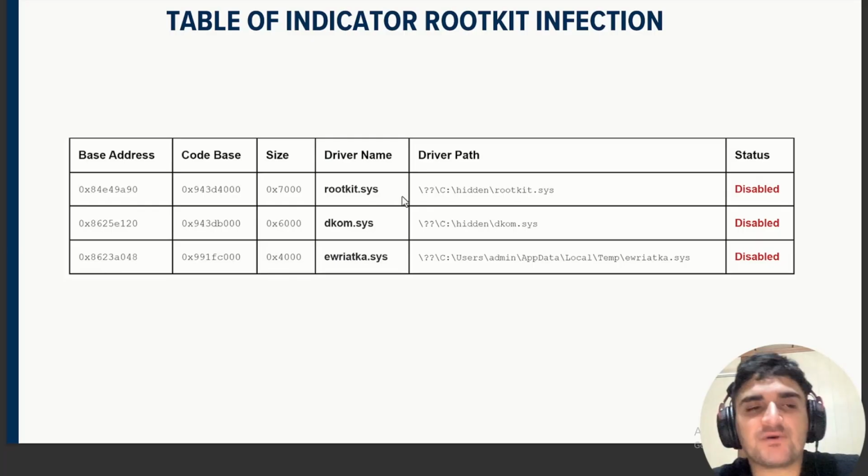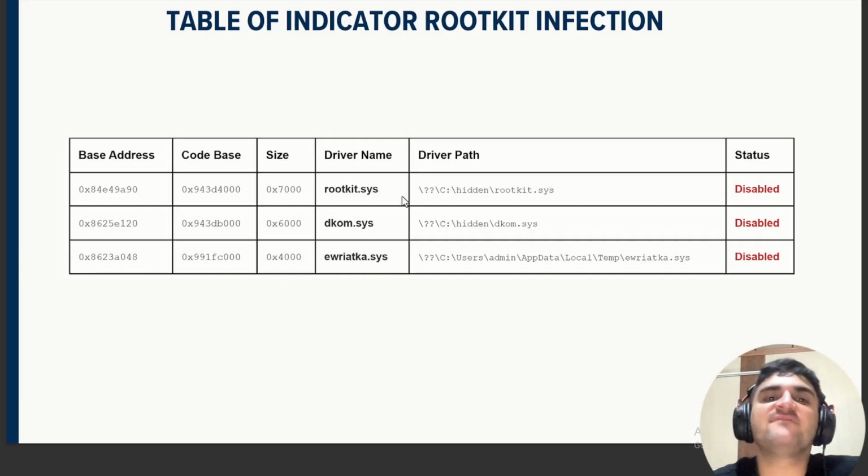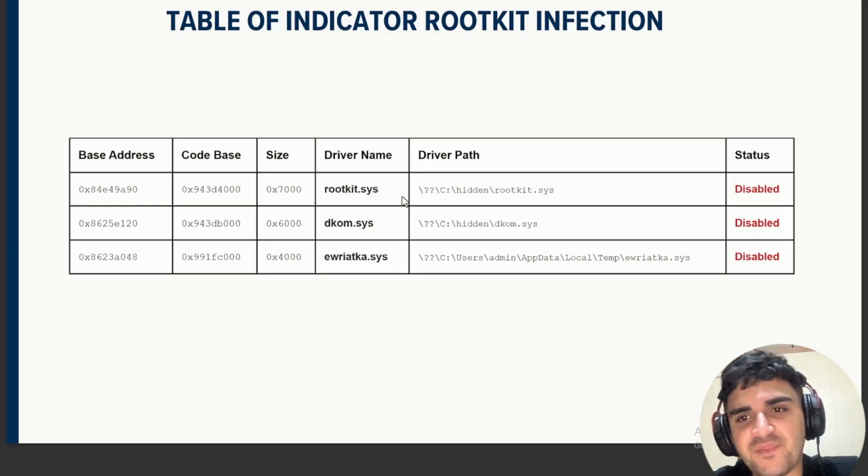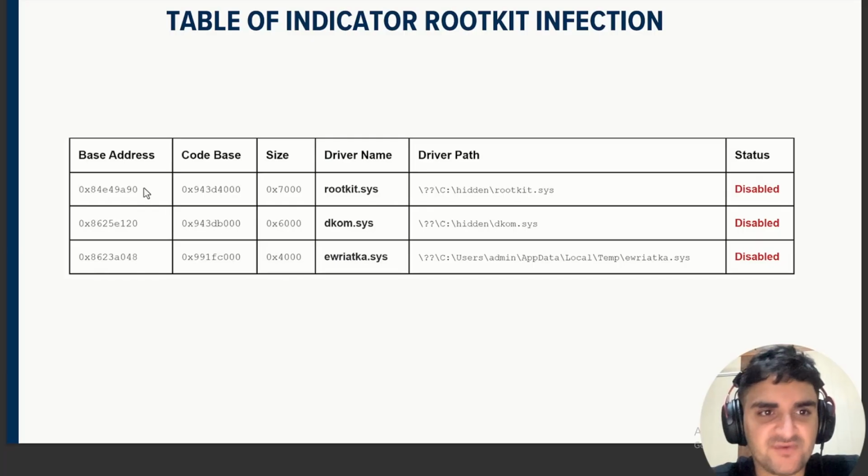That's our table of indicators. We have rootkit.sys from the hidden path, and decom.sys from the hidden path. Also, we have uartica.sys from the temp directory. It's quite suspicious, and those are their addresses.